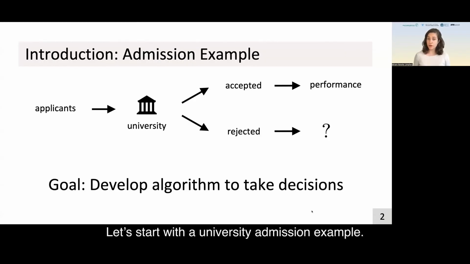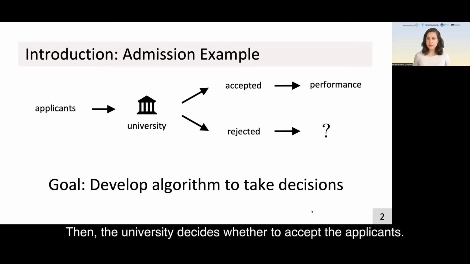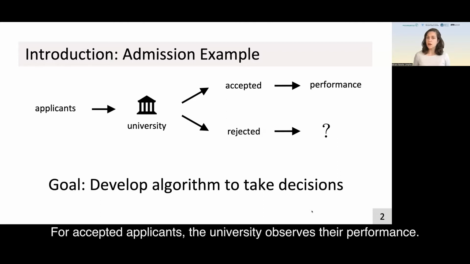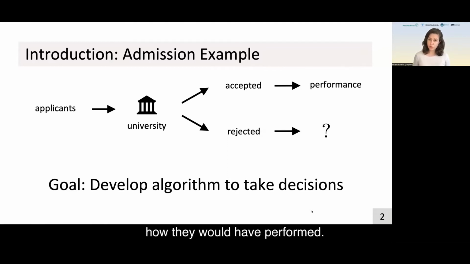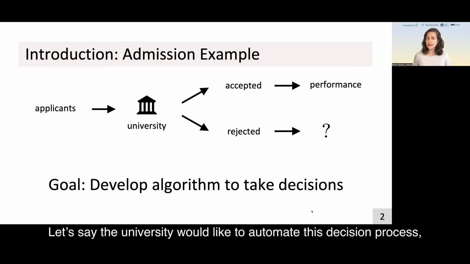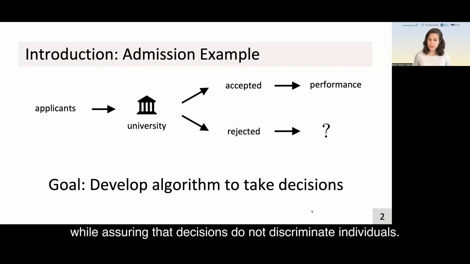Let's start with a university admission example. First, individuals apply at a university. Then the university decides whether to accept or reject the applicants. For accepted applicants, the university observes their performance. But for rejected applicants, the university will never know how they would have performed. Let's say the university would like to automate this decision process while assuring that decisions do not discriminate against individuals.